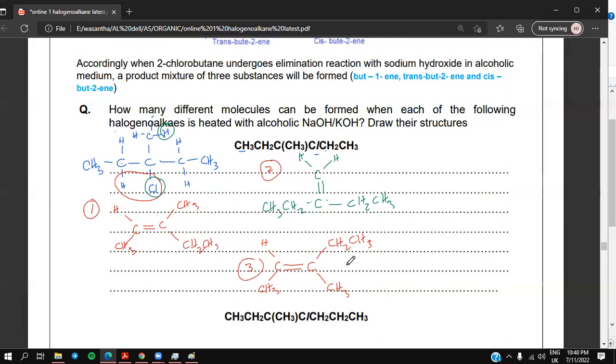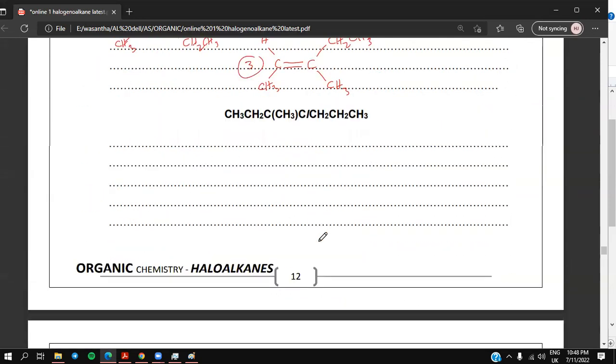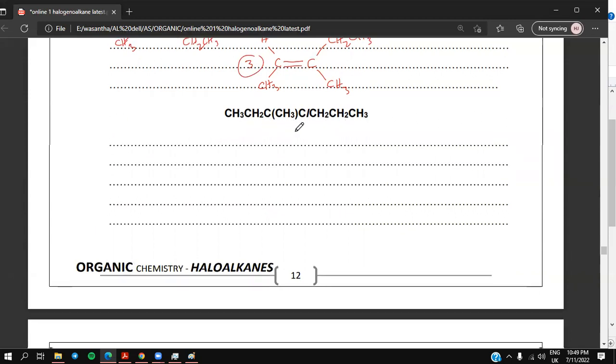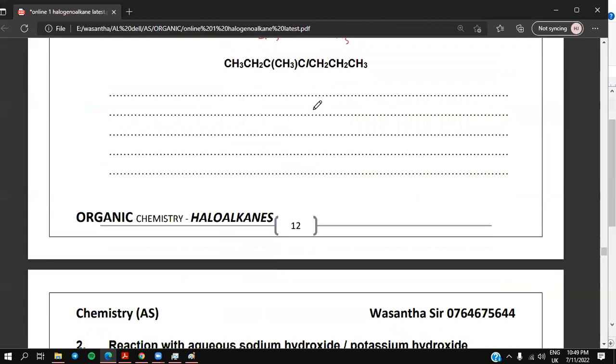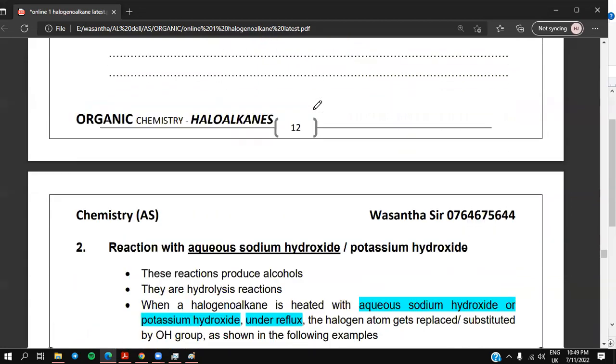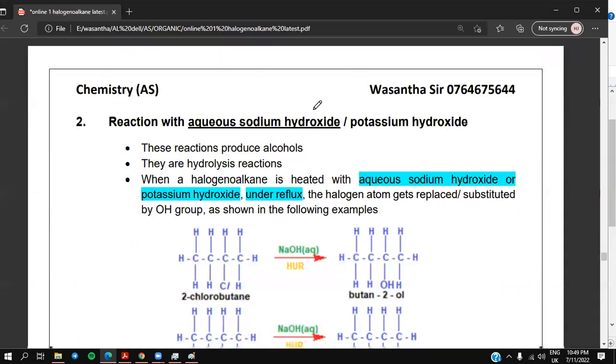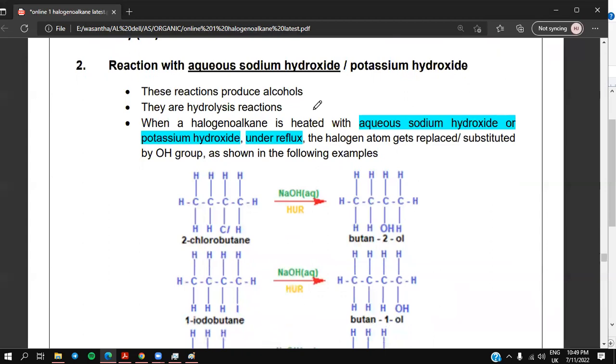Okay, assuming that you understood this concept, I want you to do the next compound over here. Yeah, only one compound is there. You can try it out at home and see how many different types of alkenes can be formed from this reactant here. That's about the first reaction. Now I go to the second reaction.